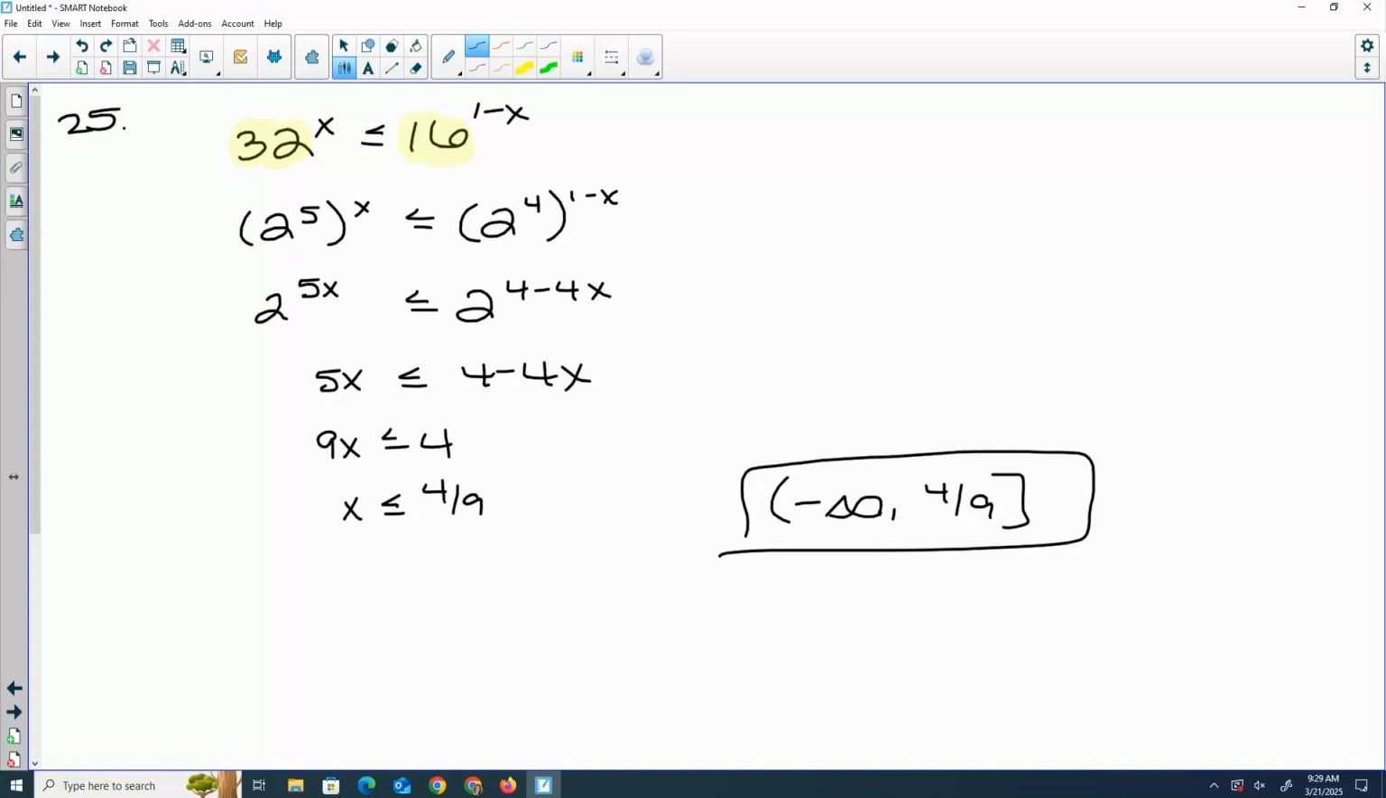If it wasn't greater than 1, would that be that to flip this one? Yes. So if for whatever reason you had 1/2 to the 5x less than 1/2 to the 4 minus 4x, when you drop the base, the inequality flips, and then you just solve it like normal.